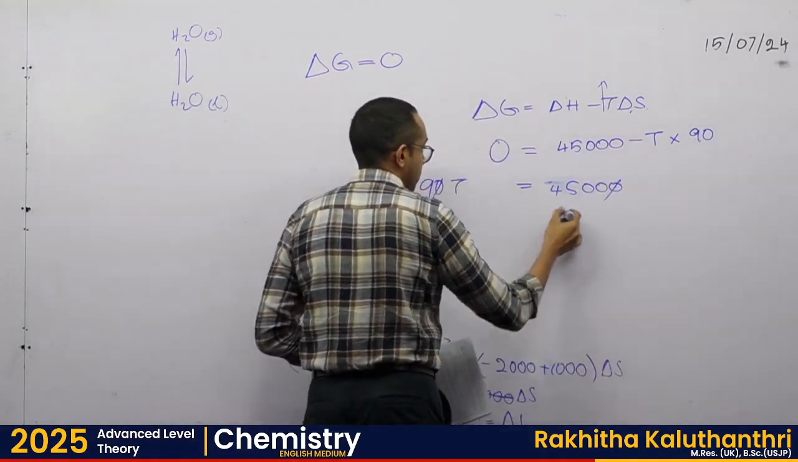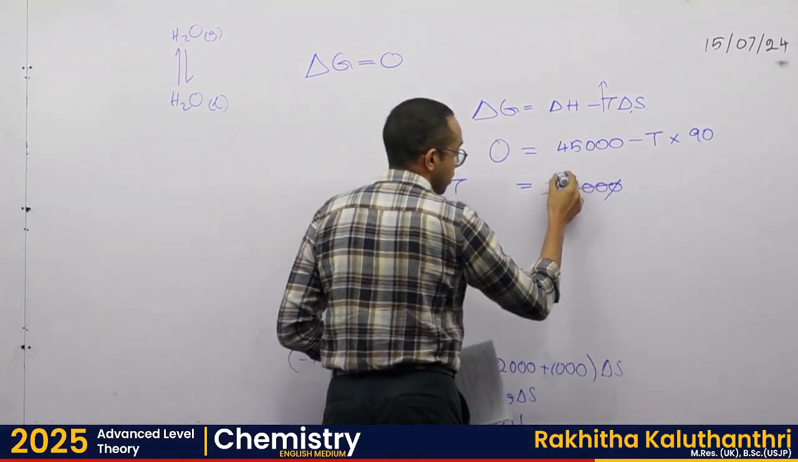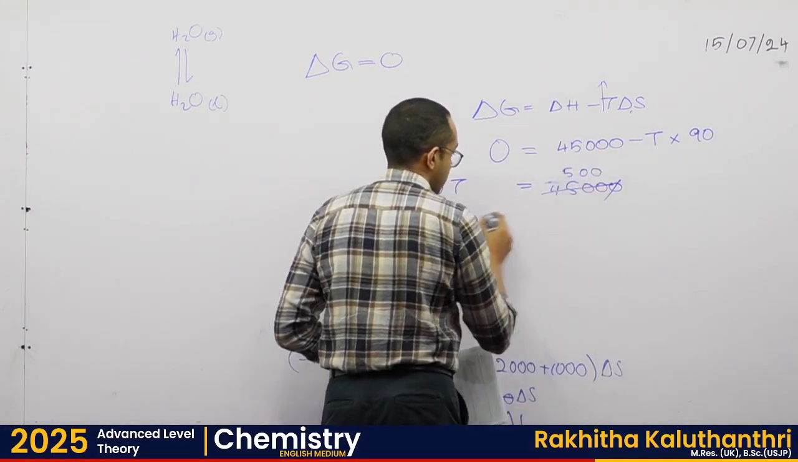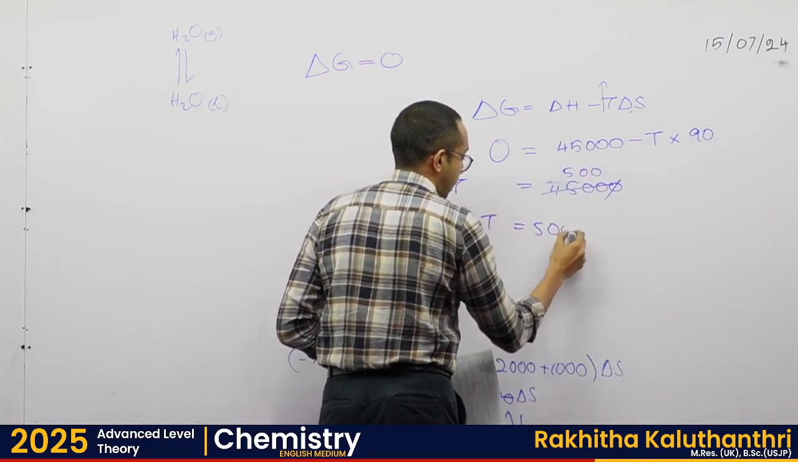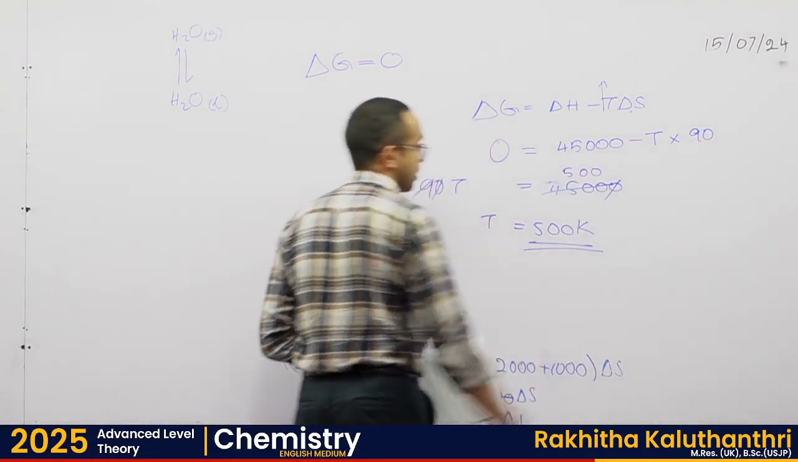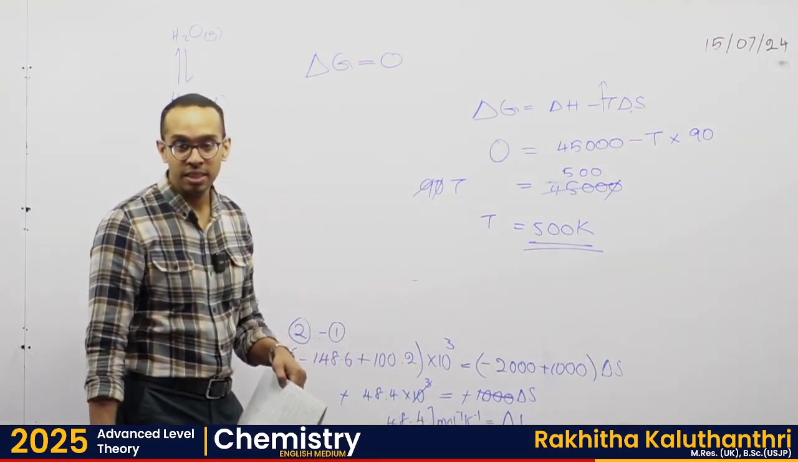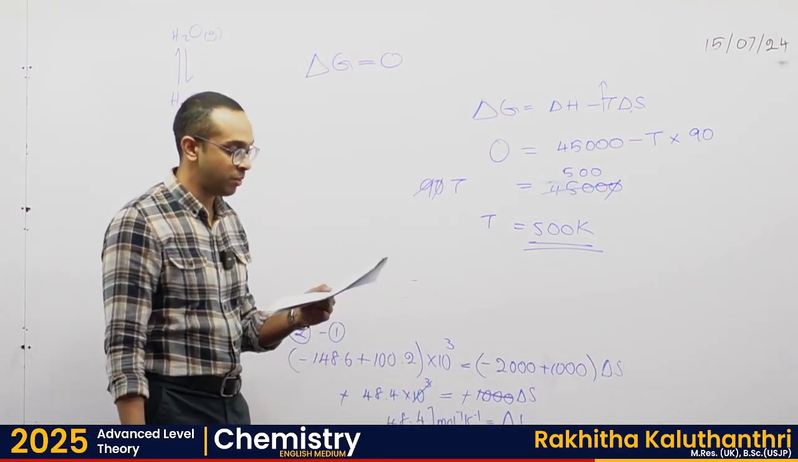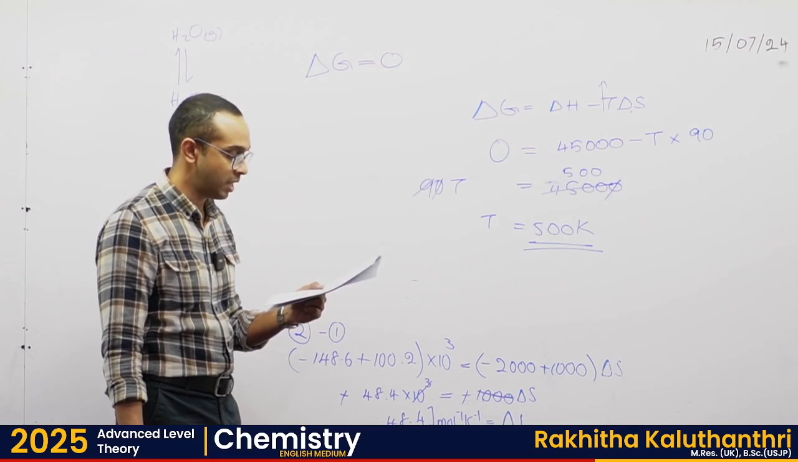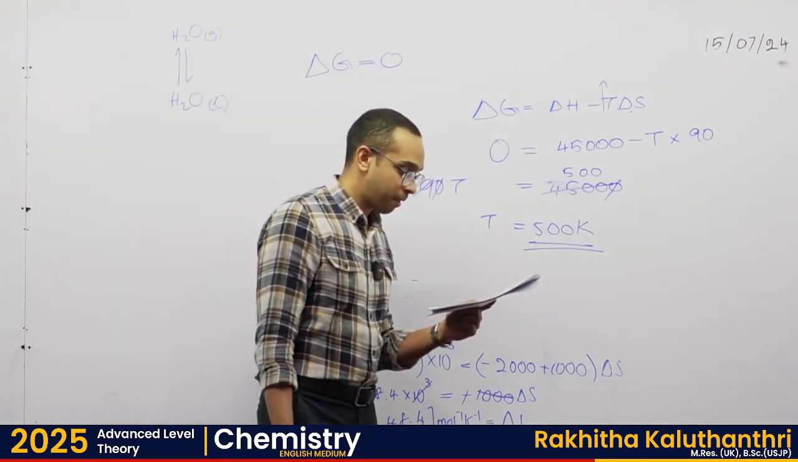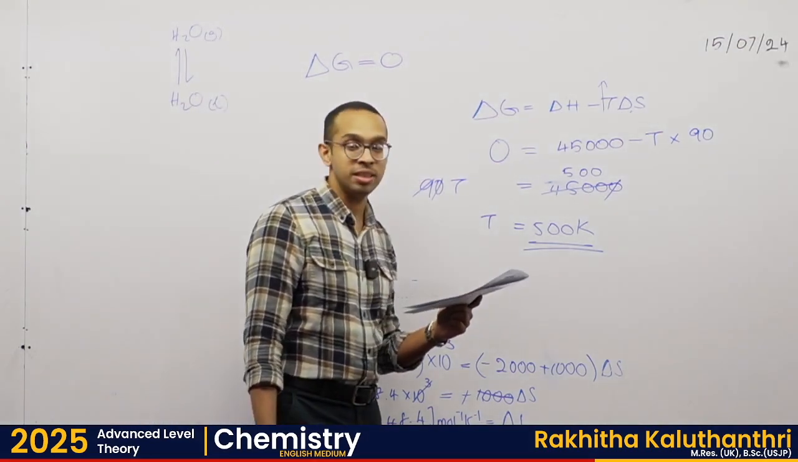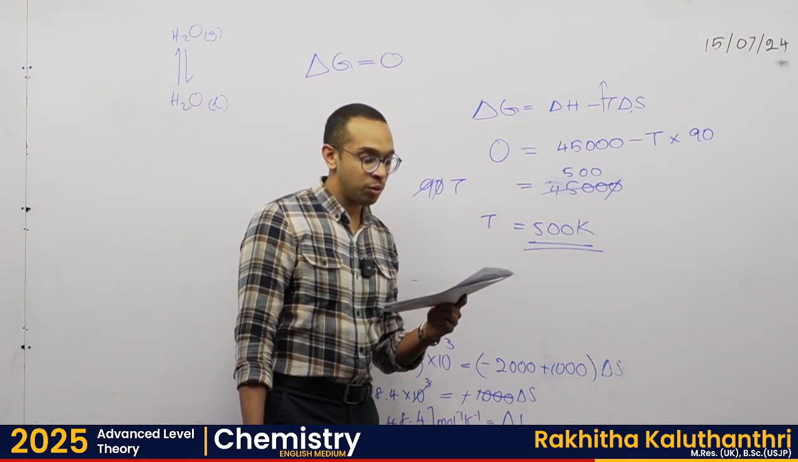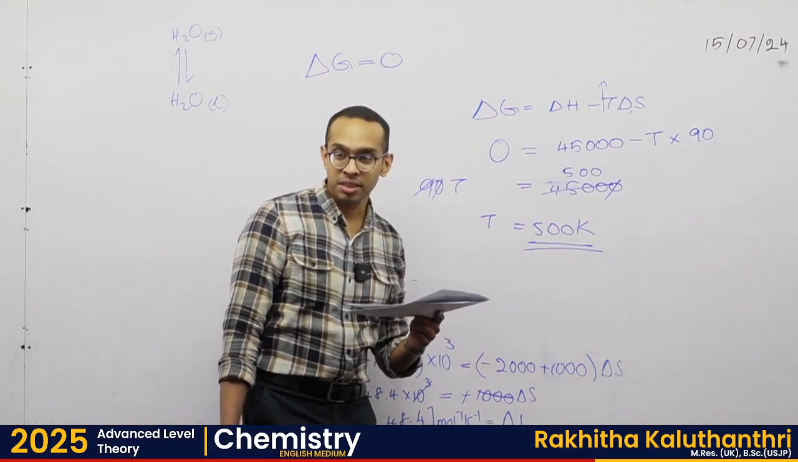So it's going to be T equals 500 Kelvin. Okay, simple. Normally they give you very simple answers. So do we have the 500 Kelvin here? So we don't have 500 Kelvin. What is the answer? 227 degrees Celsius.